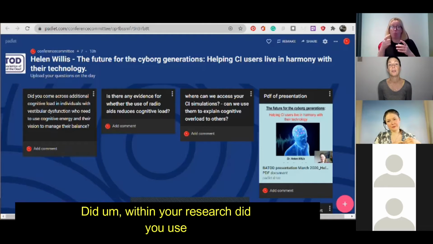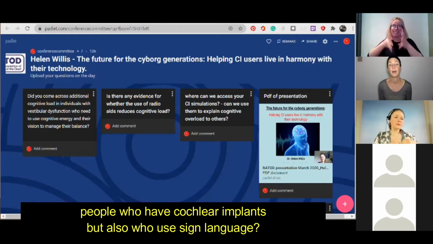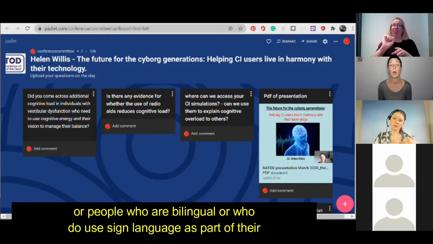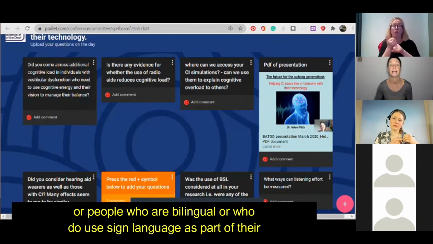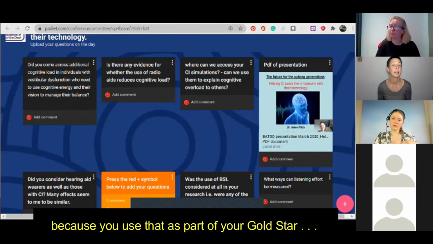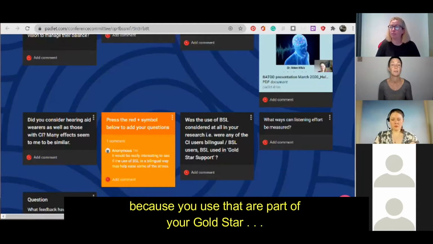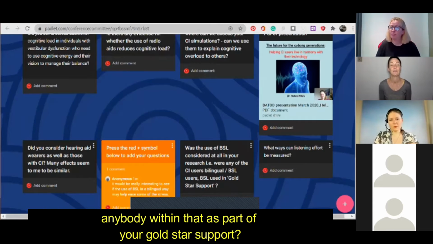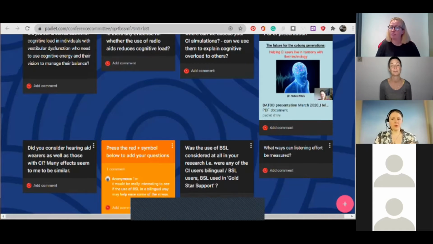Within your research, did you use people who have cochlear implants but also use sign language, or people who are bilingual or use sign language as part of their communication? Did you use that as part of your Gold Star community? Anybody within that as part of your Gold Star support?